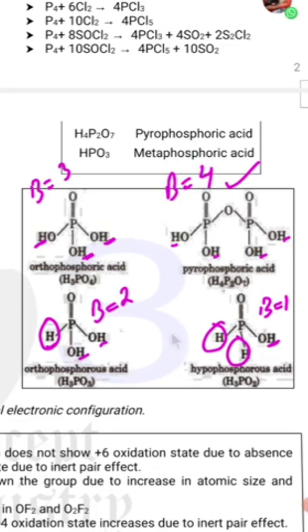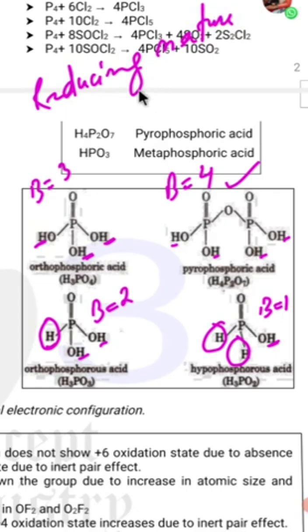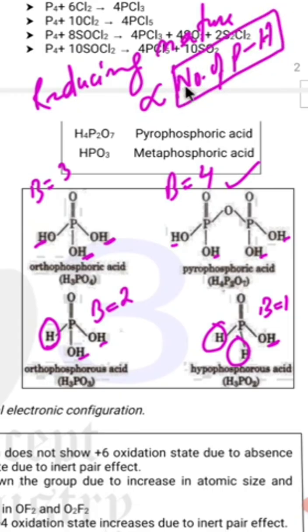Okay, so now one important question that can be asked in the exam is reducing nature. After explaining this point, let me end this video for today. Now, the reducing nature of oxoacids of phosphorus depends upon the number of P-H bonds, directly proportional. Here is the number of P-H bonds, here will be its reducing nature.